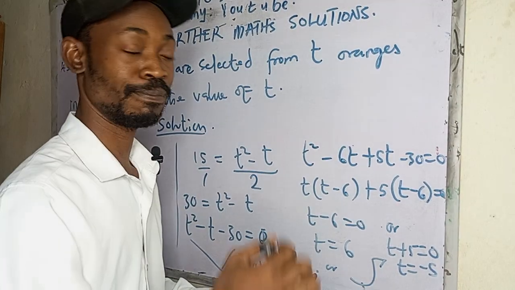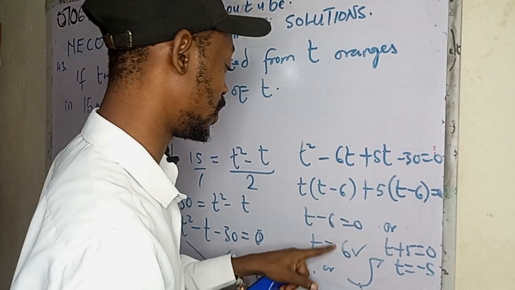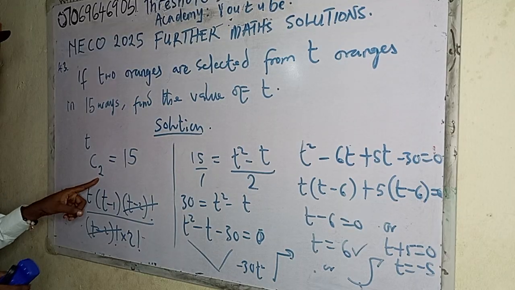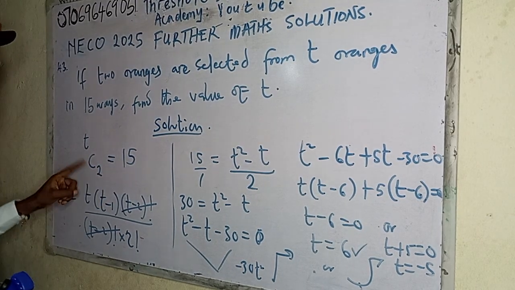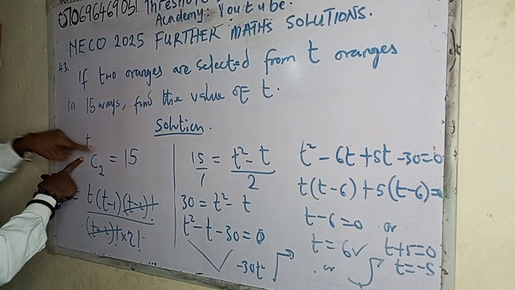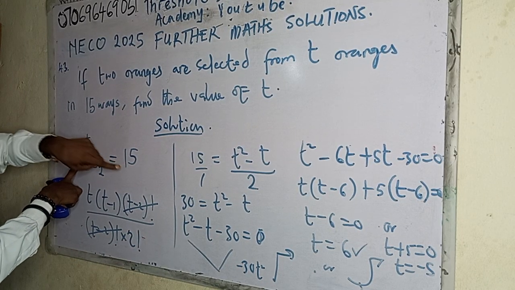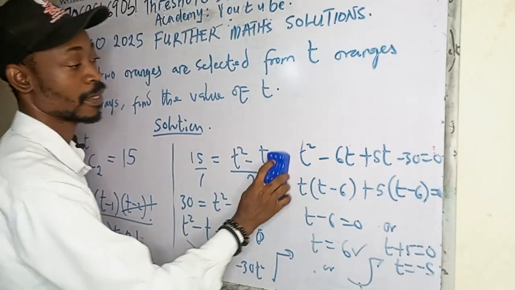We have to choose the positive answer as our real answer. So the answer is t, which means that we can select 2 oranges from, sorry, from 6 oranges in 15 ways. We can select 2 oranges from 6 oranges in 15 ways because our t is 6. So see you in the next question, guys.